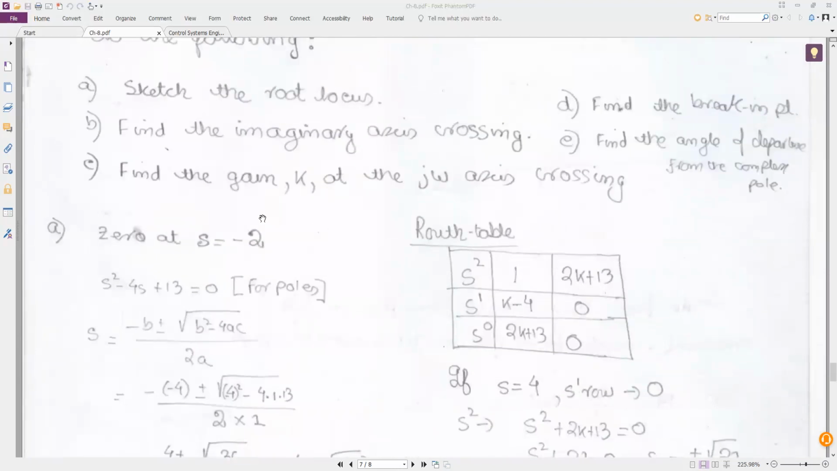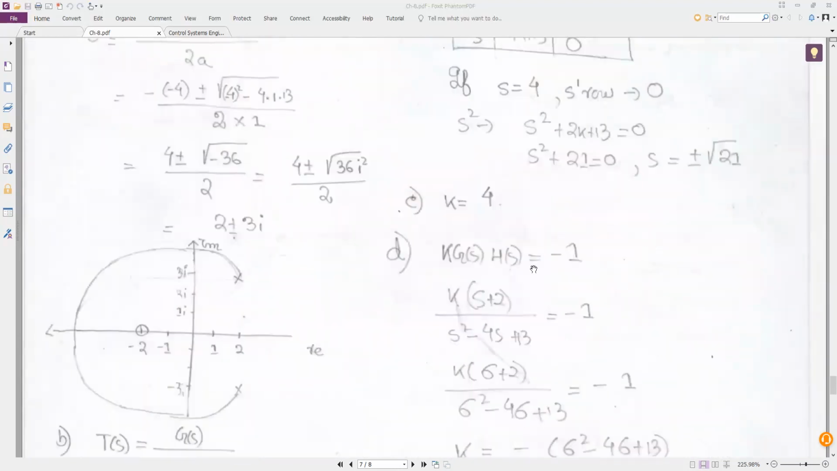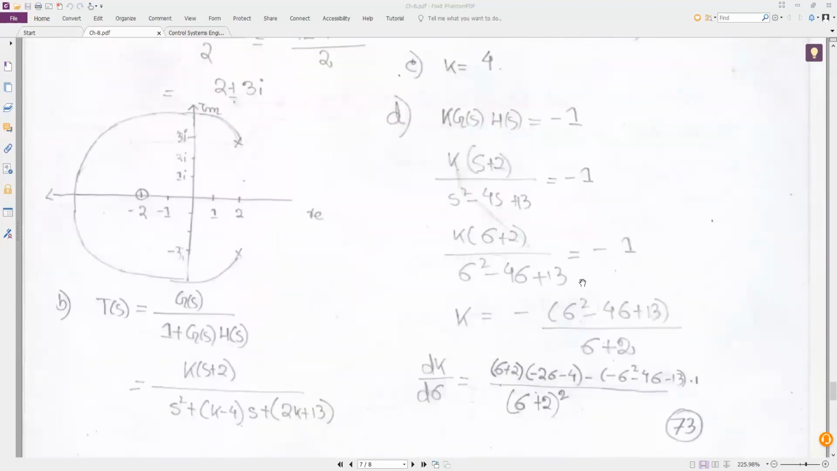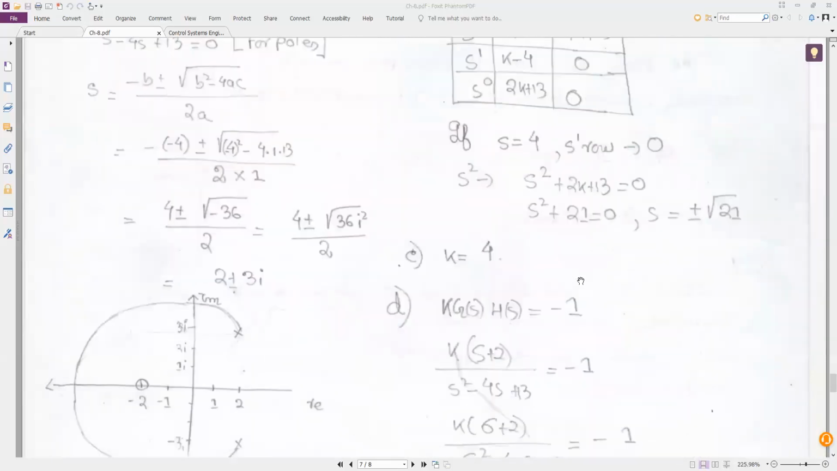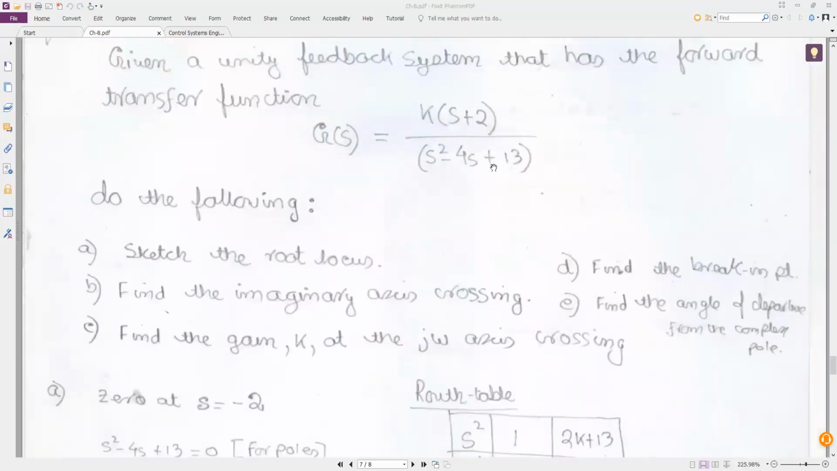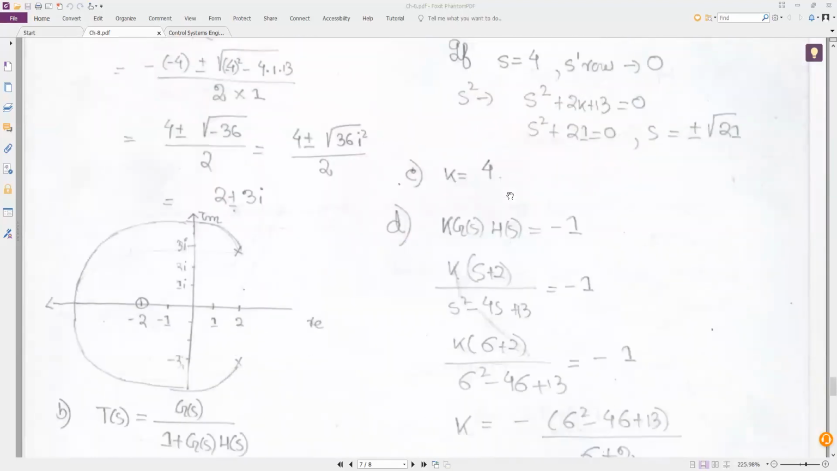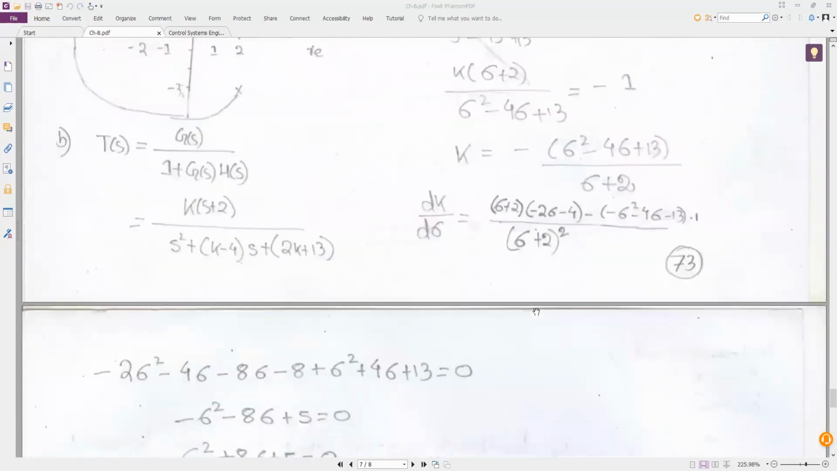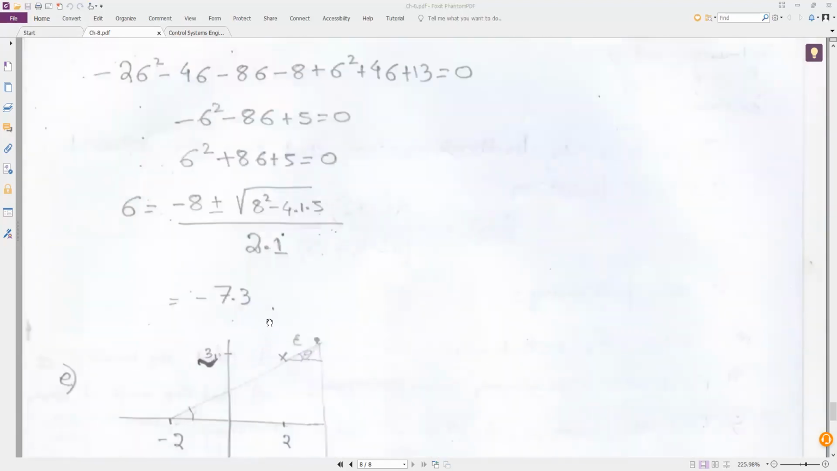And D, find the break points. K GS into HS is equal to minus 1. So what is the value of GS? That is GS divided by HS, equal to minus 1. Instead of s, you take the value sigma and do the calculation, then differentiate. Finally, you get the values here.